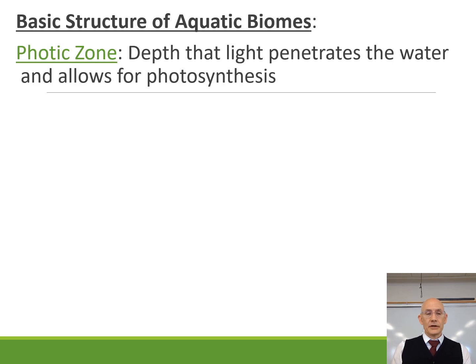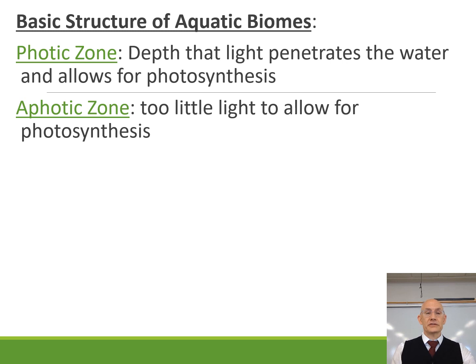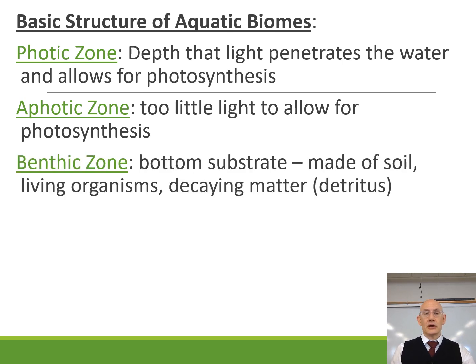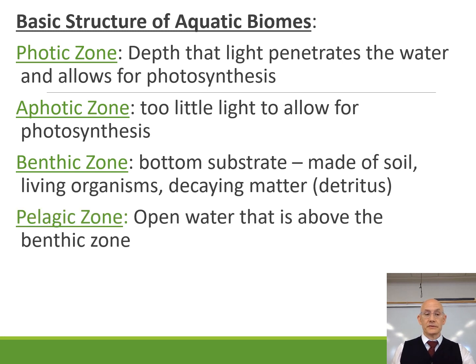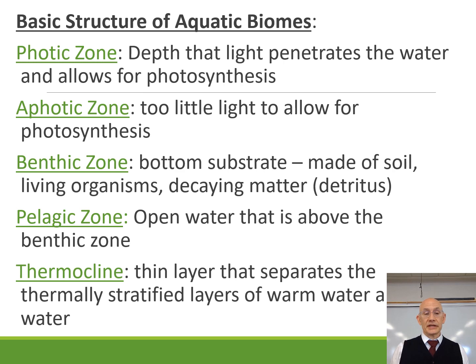So our basic common things in all aquatic biomes, you have the photic zone for photosynthesis, the aphotic zone where there's not enough light for photosynthesis. Then you have the bottom region, which is your benthic zone. That can be in the photic or the aphotic. If it's in the deep, deep part, that's called the abyssal zone. Then you have the open part, that's called the pelagic zone.